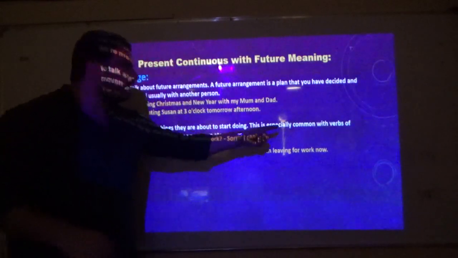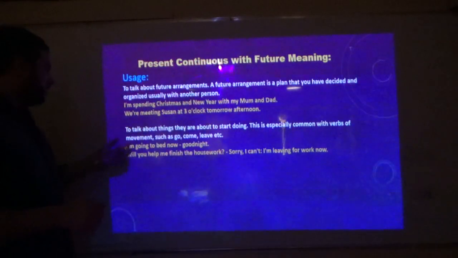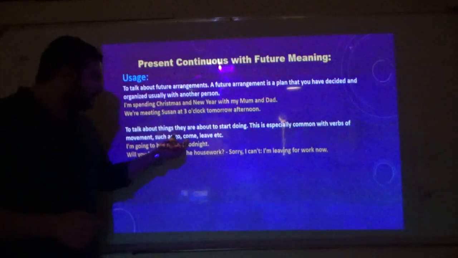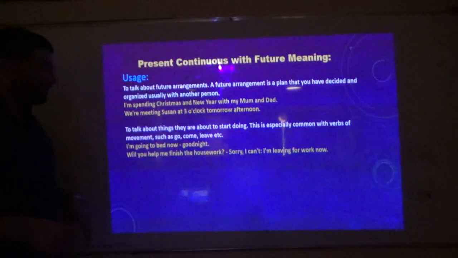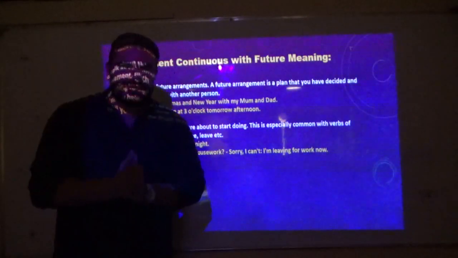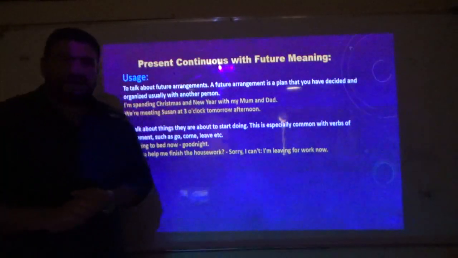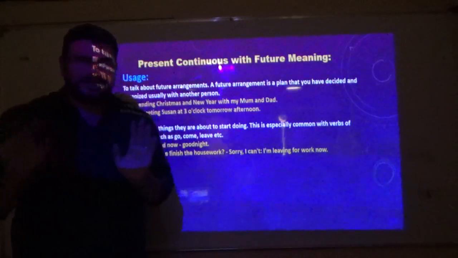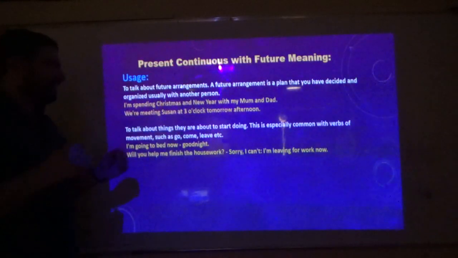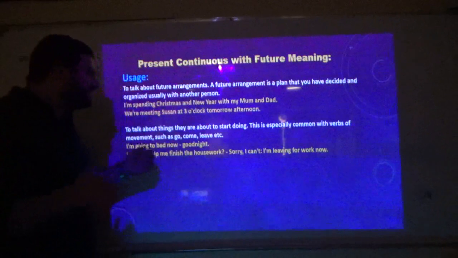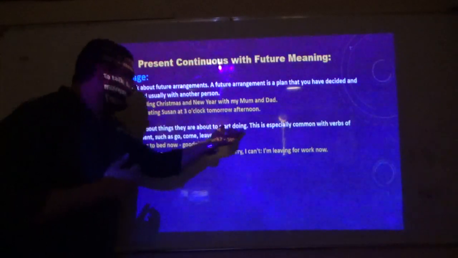This is especially common with verbs of movement such as go, come, leave, etc. So imagine that the teacher is done with his lesson and he wants to leave. And he says, I'm leaving. Any questions? So I'm leaving here means that the action is about to start. So it is a future action, but it's about to start.